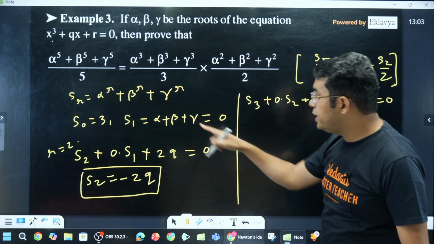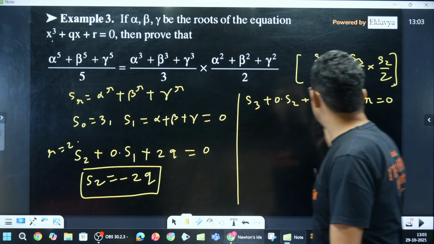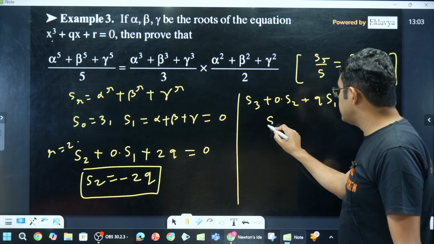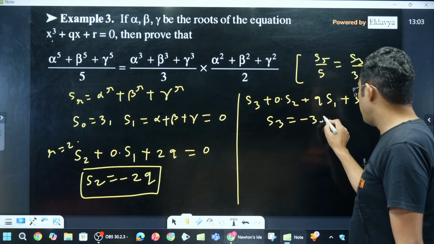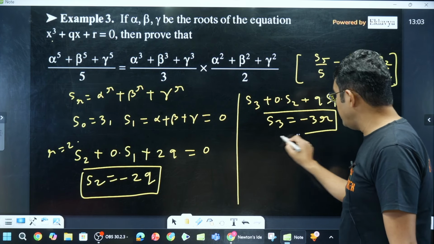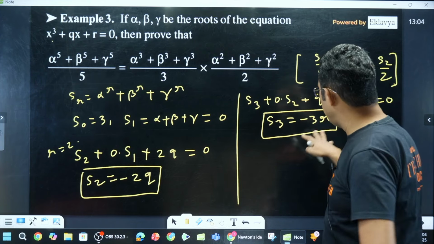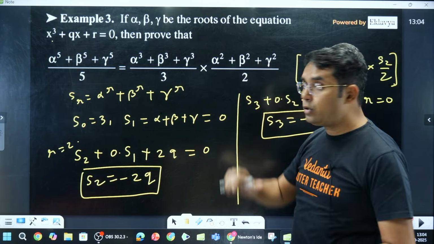Now S1 is already 0, so this will not come. So I think S3 is found directly: minus 3R. Now this can also be found using algebraic identities, but not that fast. And then coming to S5.